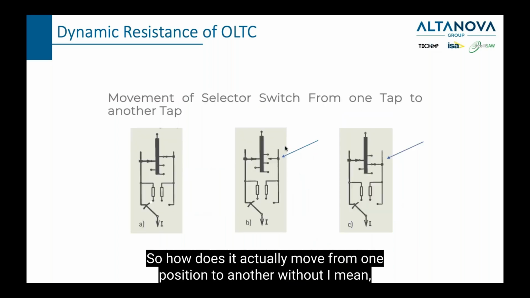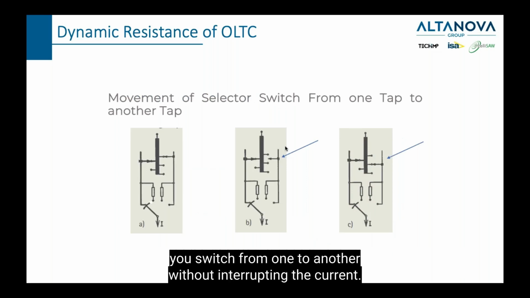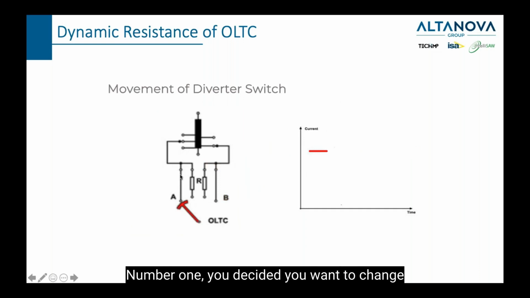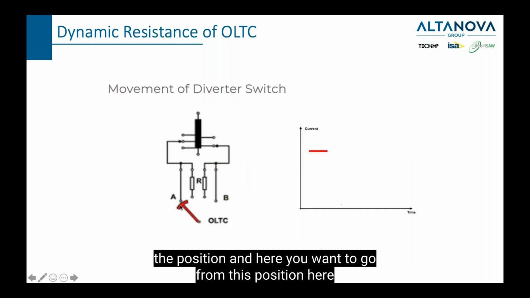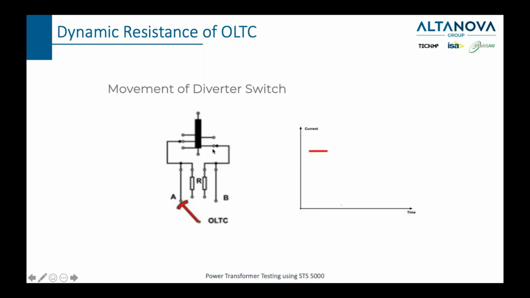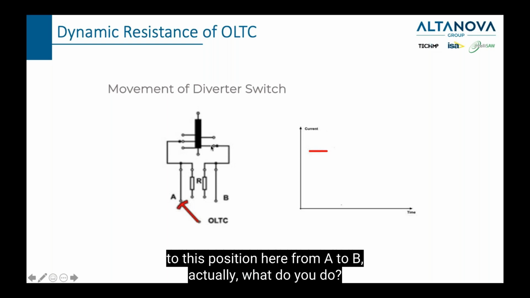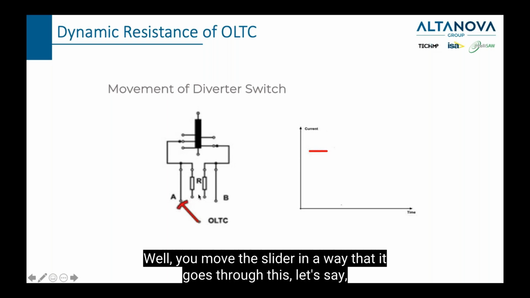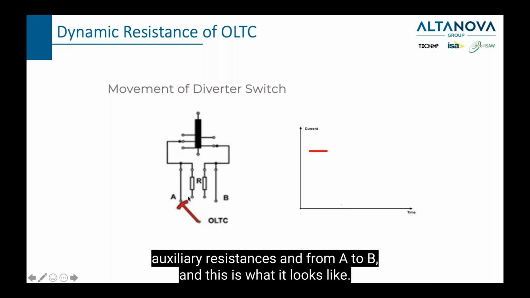So how does it actually move from one position to another, how do you switch from one to another without interrupting the current? How do you do that? This is the procedure. Number one, you decide you want to change the position, from this position here to this position here, from A to B actually. What do you do? Well, you move the slider in a way that it goes through these, let's say, auxiliary resistances, from A to B.